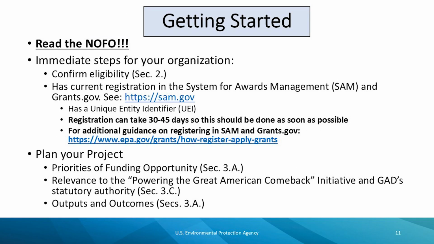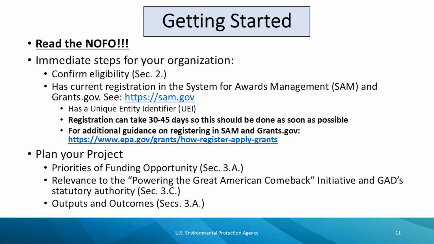First, read the NOFO and ensure your project and your eventual application meet the requirements. The NOFO contains vital information that can improve scoring and quality of your applications. Next, there are several items to confirm for your organization prior to starting your application. Confirm that your organization is eligible. The list of eligible entities can be found in Section 2 of the NOFO.